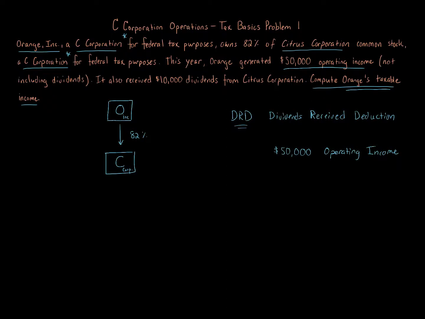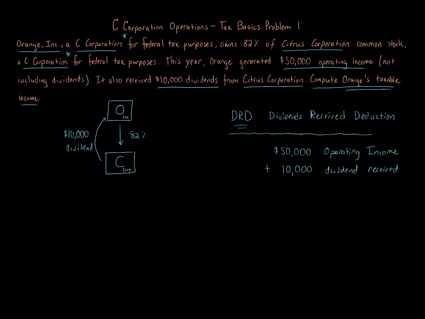Well, we're computing Orange's taxable income, so we're going to have to add in the dividend received. The $10,000 of dividends received from Citrus Corporation gets added into the operating income. The idea here is that Citrus Corporation, which Orange owns 82% of, is paying Orange a $10,000 dividend, and that dividend is going to go into taxable income. However, this is where the dividend received deduction comes into play. Anytime you see a C corporation that owns another C corporation, so here we have Orange Inc., a C corporation, told in the facts, owning Citrus Corporation, which is a C corporation. That's what we have here.